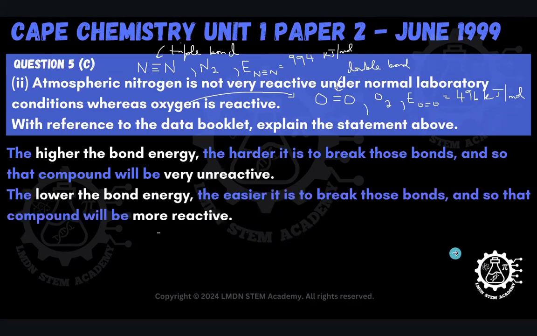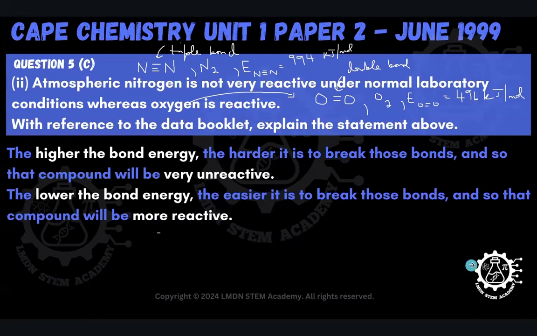And then on the flip side, the lower the bond energy, the easier it will be to break those bonds. And so that compound will be more reactive. Here's a low bond energy, comparatively speaking. It's going to be easier to break apart the O double bond O. And if it's easier for us to break those bonds apart, then we can have reactions proceeding, okay? And so that's why the oxygen is going to be more reactive when compared to the nitrogen.